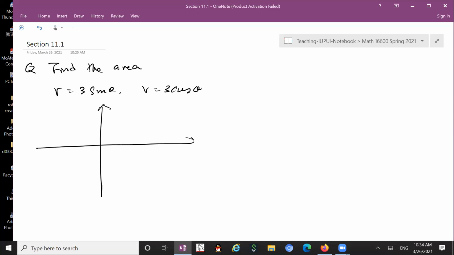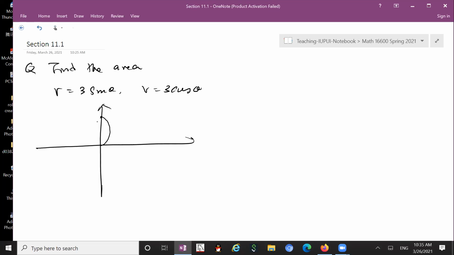It's a periodic function, right? And sine theta could be negative, could be positive. So when theta is 0, r is 0, right? But when theta increases, r increases. So this looks like that, okay? You can quickly draw the graph.